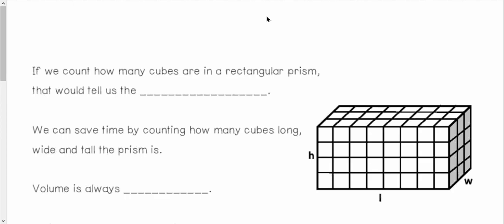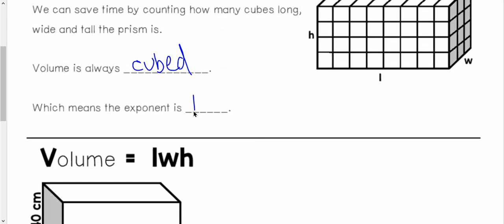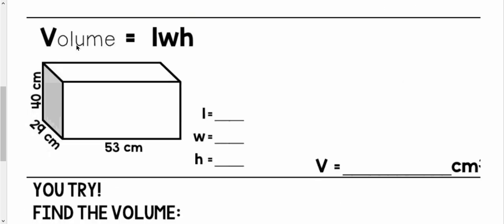So if we count how many cubes make up a rectangular prism, that would tell us the volume. We can save time by counting how many cubes long, wide, and tall the prism is. Volume is always cubed. The exponent on the units is 3. Volume is length times width times height. You might recognize this rectangular prism, we have 53 for the length, 29 for the width, and 40 for the height. Volume is 53 times 29 times 40.